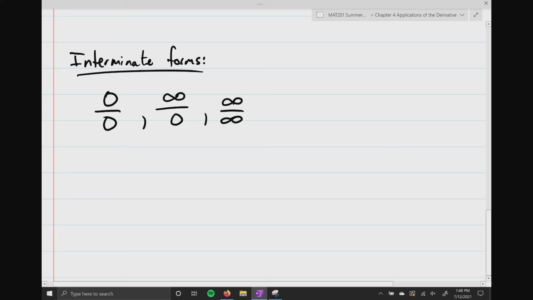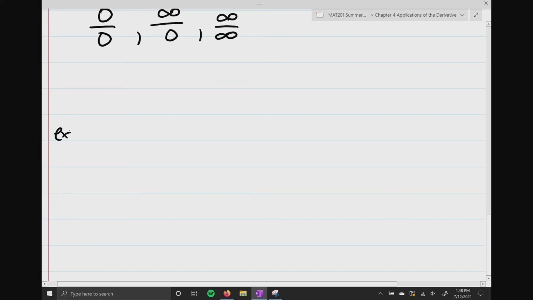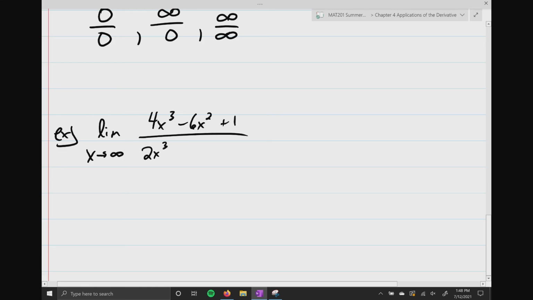Sometimes you need to take L'Hopital's rule multiple times. An example of that would look something like this. So we're going to find a limit as x approaches infinity of 4x to the third minus 6x squared plus 1 all over 2x to the third minus 10x plus 3.